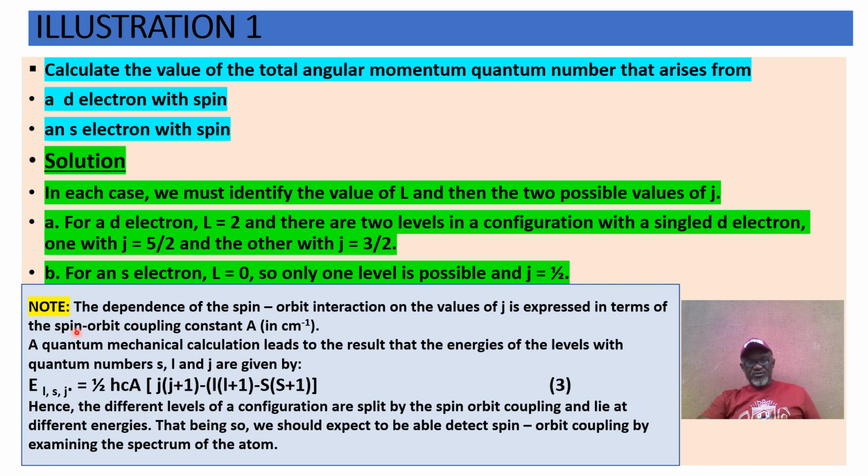We have to note that the dependence of the spin-orbit interaction on the values of J is expressed in terms of the spin-orbit coupling constant, A. A quantum mechanical calculation leads to the result that the energies of the levels with quantum numbers S, L, and J are given by this equation. Equation 3 is very important. Hence, for the different levels, we use this to calculate that coupling, as seen in the next example.